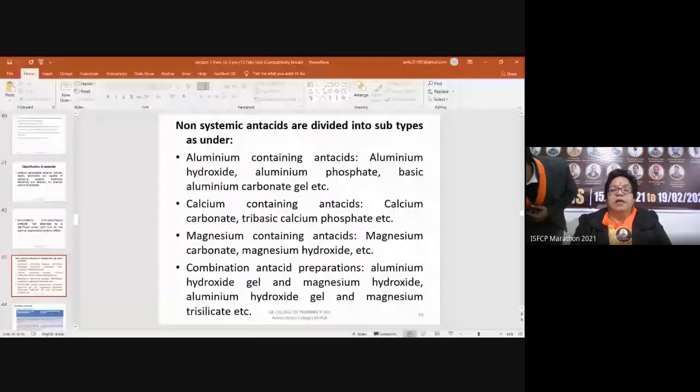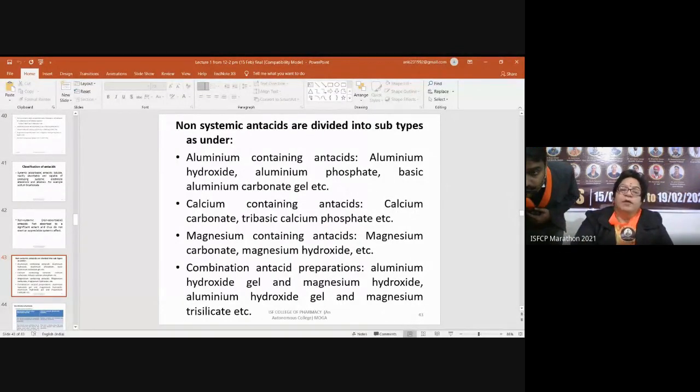I mean, with both of these effects, the patient will be relieved from the problem of acidity, but at the same time there will be no impact on the gastric system or the bowel system. So combination antacid preparations are used like aluminum hydroxide gel and magnesium hydroxide gel, aluminum hydroxide gel and magnesium trisilicate.